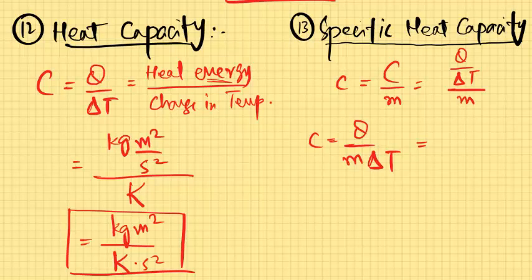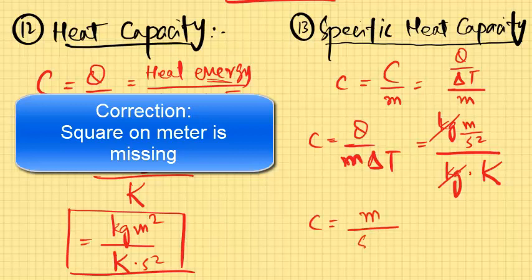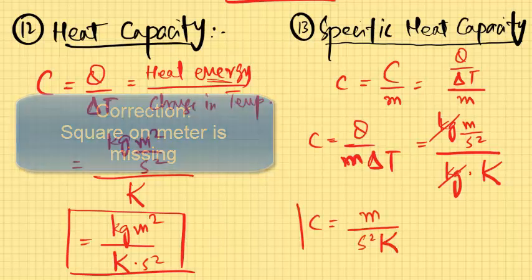Now Q is energy, that is measured in kilogram meter square per second square, divided by this mass m is measured in kilograms. Delta T is change in temperature, which is measured in Kelvin. Now these 2 kilograms will cancel each other, and I will be left with meter square per second square per Kelvin.